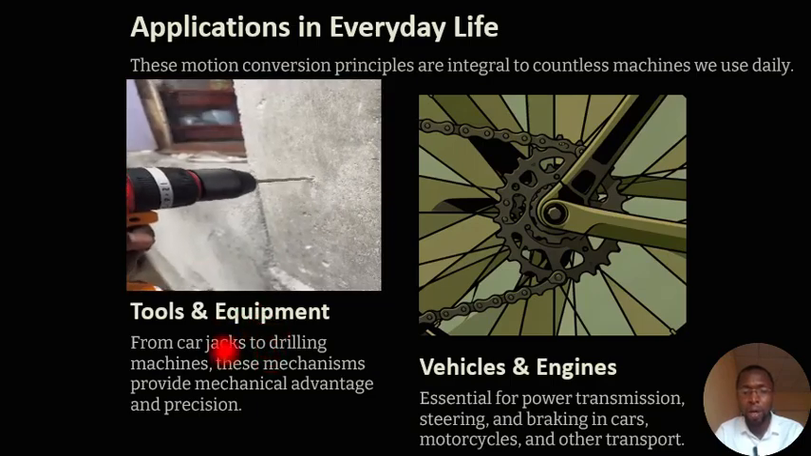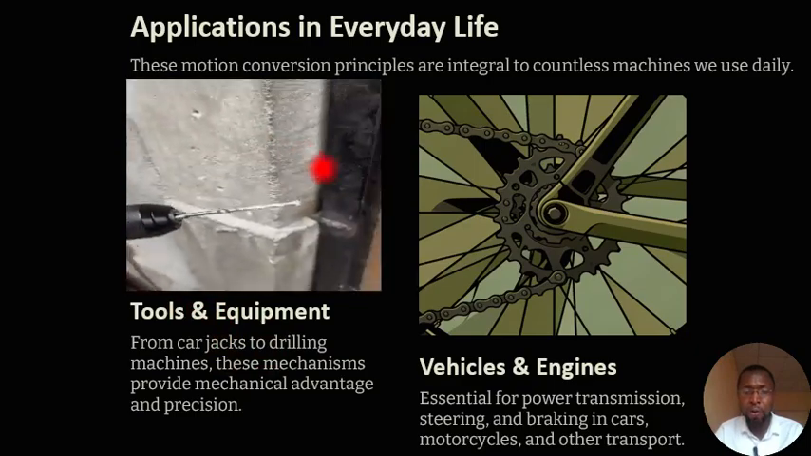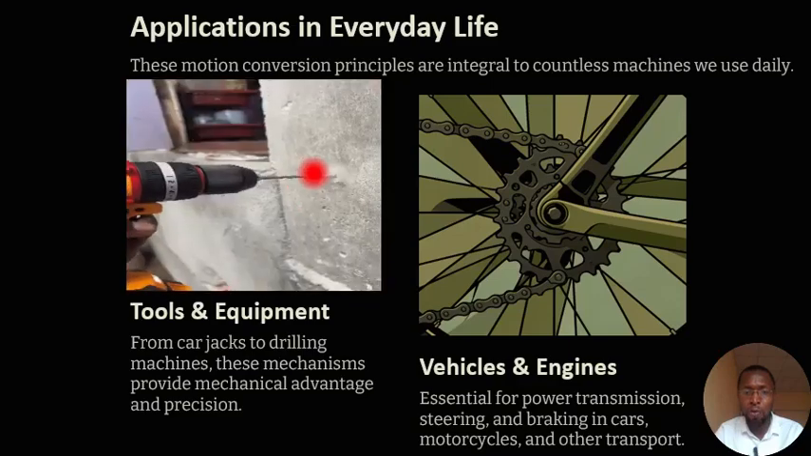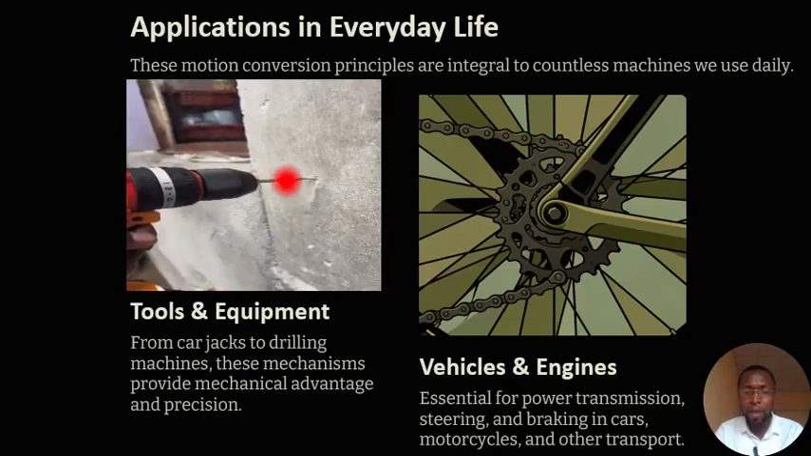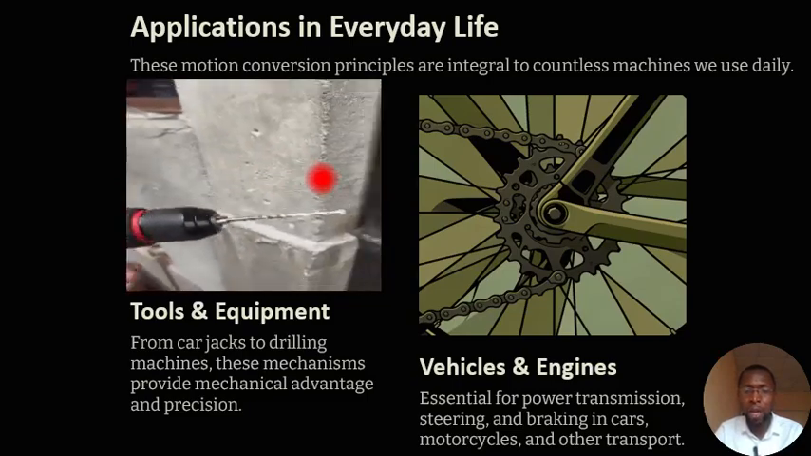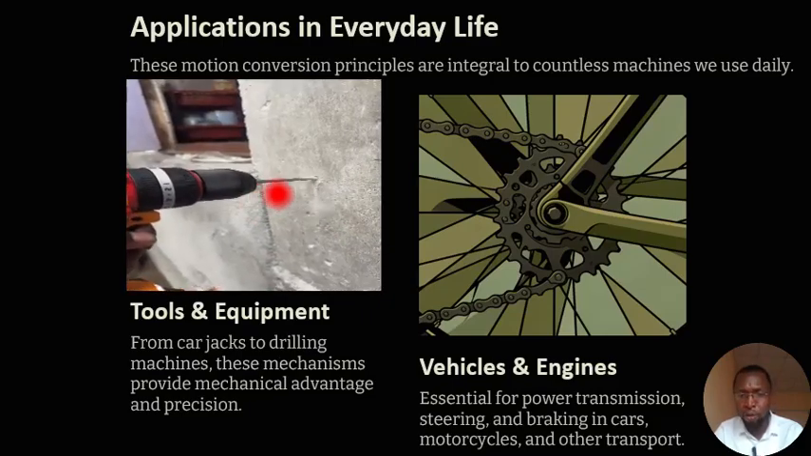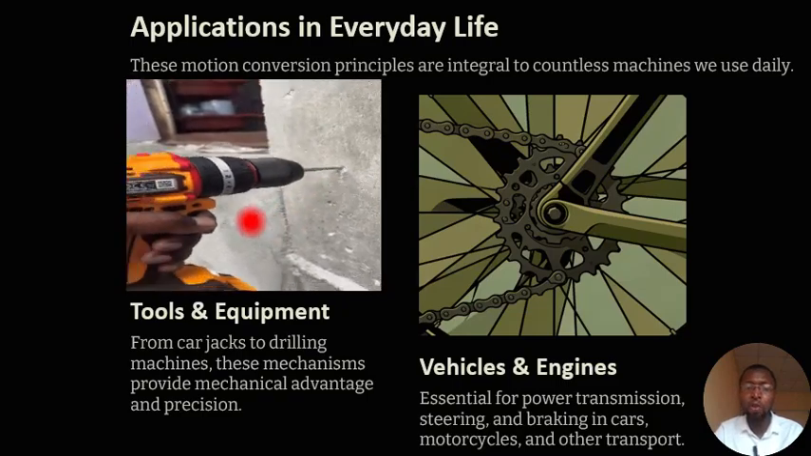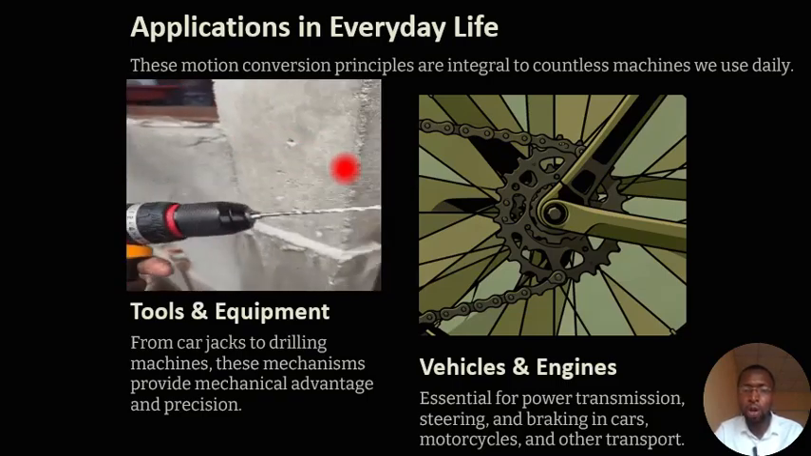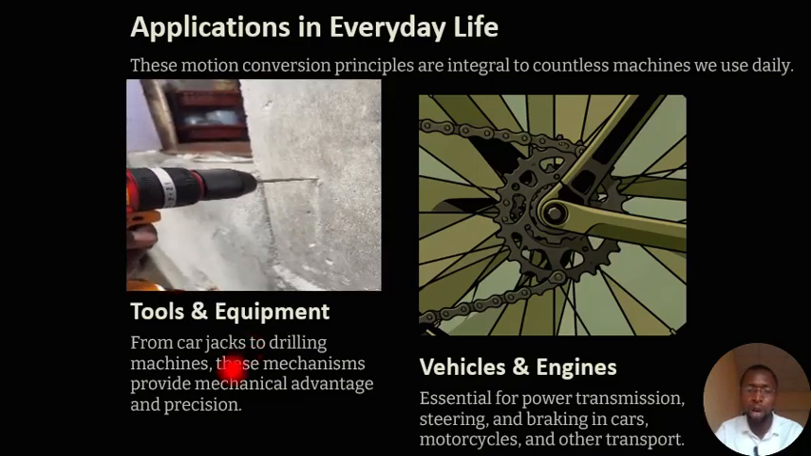Now this is another one. This is the drilling machine. The drilling machine is used for making holes. As we are seeing here now, as this drill is rotating, it's also moving in linear motion towards the wall. We see it's moving on a straight line, but it's also rotating. So rotary motion is being converted to linear motion, which helps in creating holes using the drilling machine.